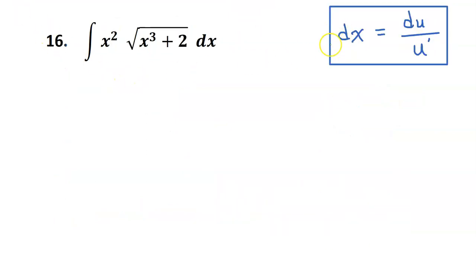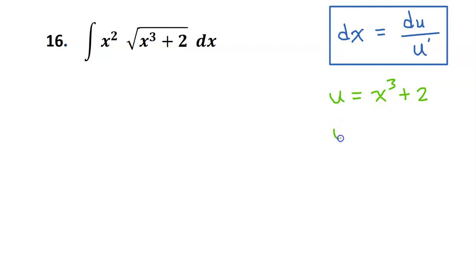Hey guys, have you memorized this yet? Do I need to still keep writing this down? dx equals du over u prime. Please memorize this immediately. Now, what do you think our u should be? What do you see inside of something? Well, I see x to the third power plus 2. Probably that's going to be the u. So u equals x to the third power plus 2.